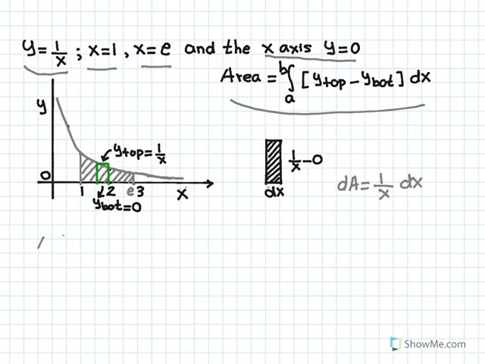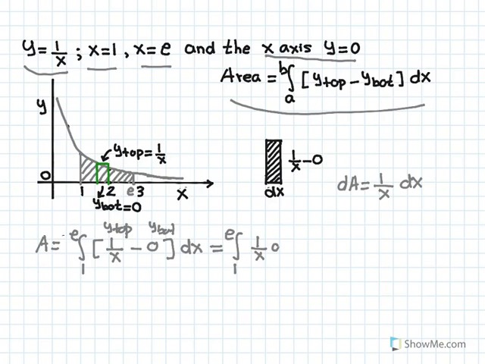All right, so the area is going to be integral from a to b, that's from 1 to e, top function, which is 1 over x, that's y top, minus bottom function, which is 0, that's y bottom, and integrate with respect to x. So we have integral from 1 to e, 1 over x dx. What is the antiderivative of 1 over x? What is the function whose derivative is 1 over x?